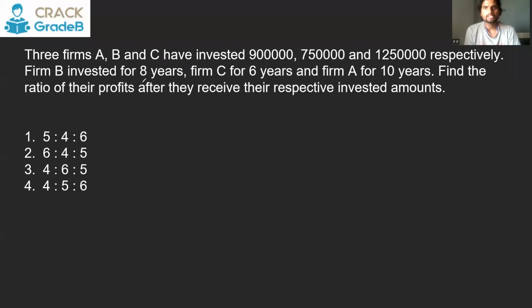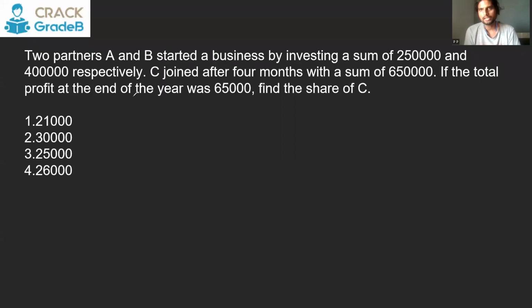Two partners A and B started business by investing 2,50,000 and 4 lakh respectively. C joined after 4 months with the sum of 6,50,000. If the total profit at the end of the year was 65,000, find the share of C. Because A and B invested together, their duration is the same, and we are being asked about only C's share.